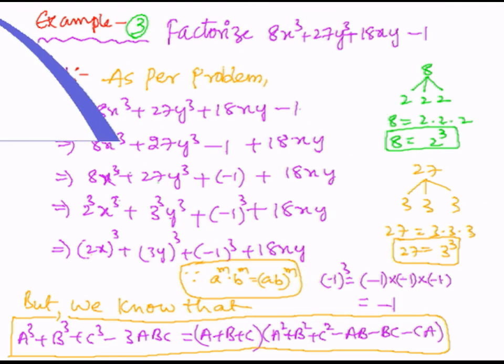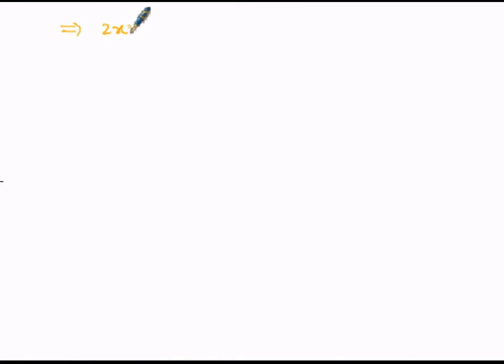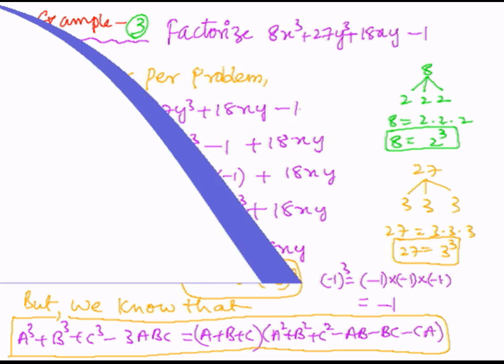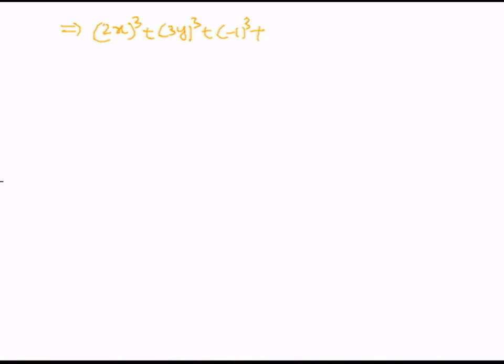Now that implies, it is of the form (2x)³ + (3y)³ + (−1)³ + 18xy.